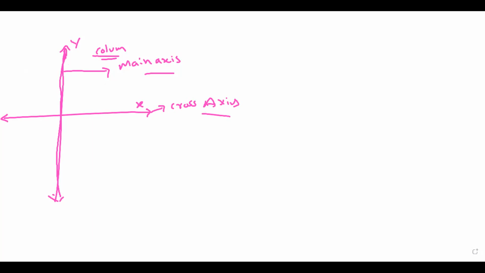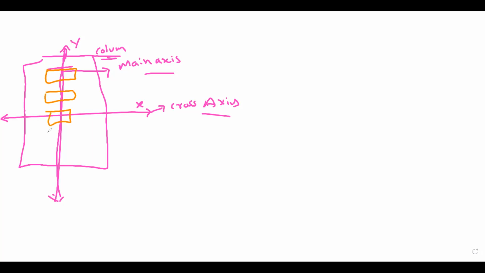Y-axis is the main axis, x-axis is the cross axis. Okay. So in the column, the widget arranges its children in a vertical direction on the screen. For example, let's say this is a total screen. Those items are vertically aligned. So if you want any children aligned vertically, you will take a column widget.